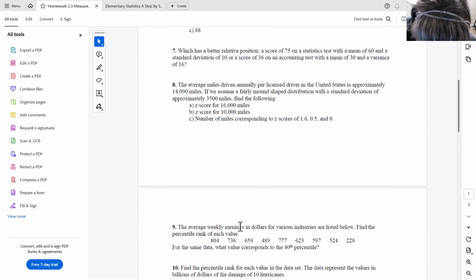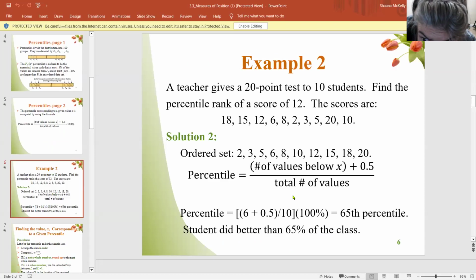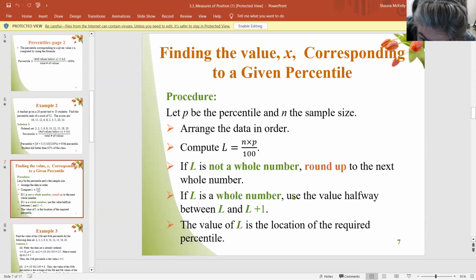Now, if you're doing percentiles, there's a difference between percentile and percentile rank. So if you go to slide number 7, finding the value corresponding to a given percentile. Let P be the percentile and n be the sample size. Remember, we have 9 data values. We're looking for the 40th percentile. So in the problem we're doing here, I'll do it for you on the screen.